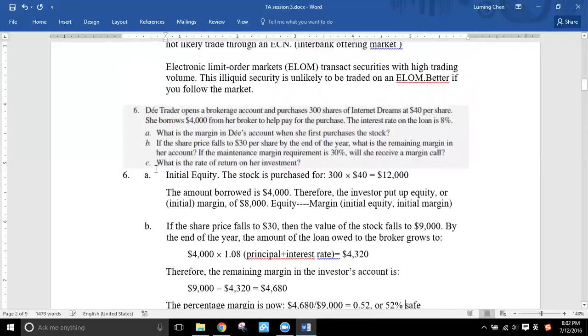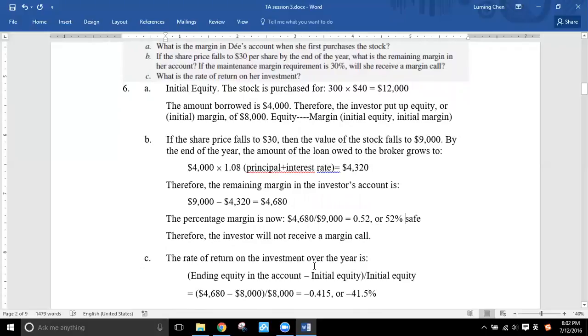The rate of return on her investment over the year. So now we need to use the initial investment, which is the initial equity or initial margin, which is the ending equity in the account minus the initial equity over the initial equity. So now the remaining equity is 4,680. But initially she put in 8,000. So the return is minus 41.5%, which is she lost 41.5%.